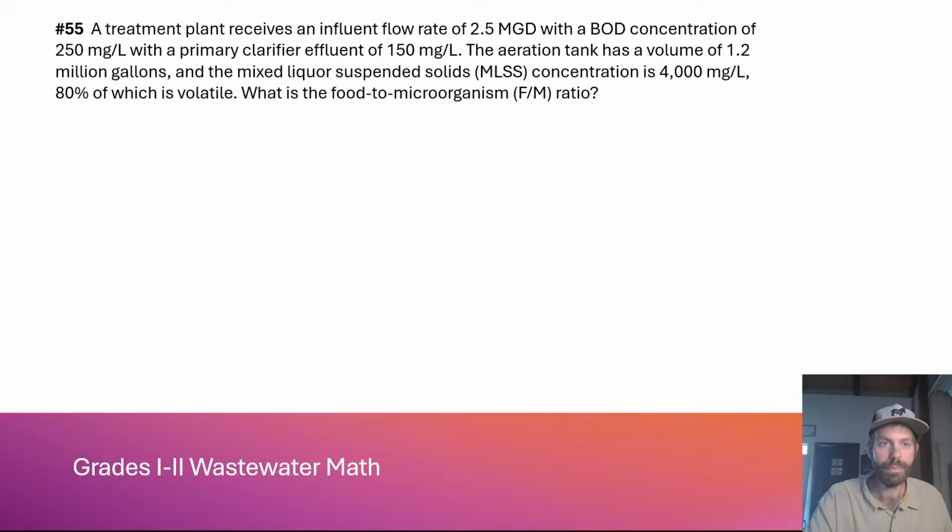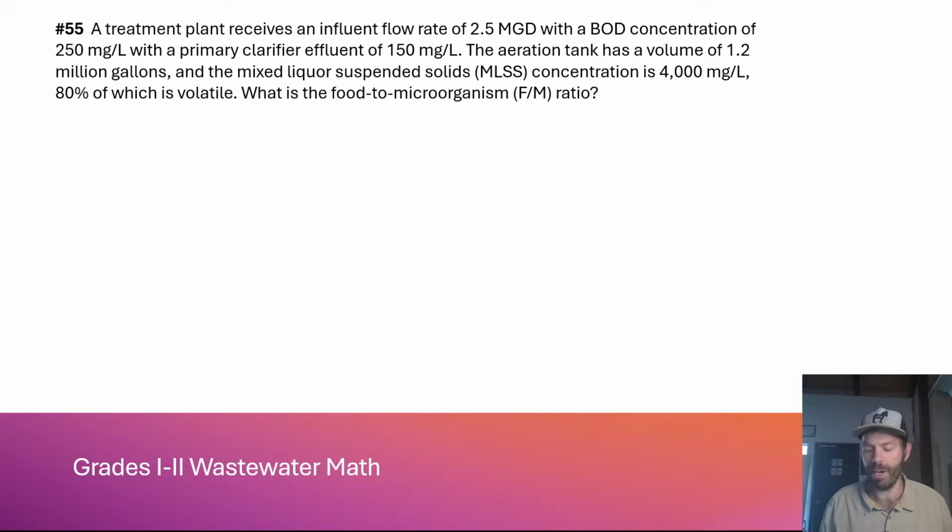Okay. A treatment plant receives an influent flow rate of 2.5 mgd with a BOD concentration of 250 milligrams per liter with a primary clarifier effluent of 150 milligrams per liter. The aeration tank has a volume of 1.2 million gallons, and the mixed liquor suspended solids concentration is 4,000 milligrams per liter, 80% of which is volatile. What is the F to M ratio?